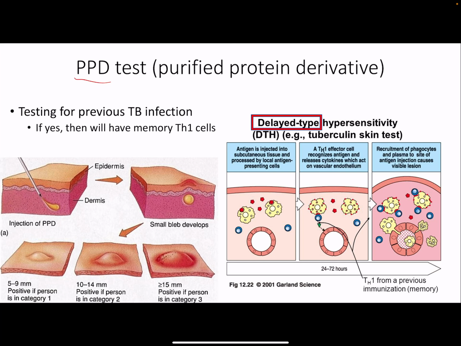Just a classic example is the PPD test. If you've had tuberculosis before, we are going to inject some of this protein into you, and you should have antibodies. I guess you might have antibodies, but again, it's mostly T cells. You should have T cells that recognize this. And after a day or so, you should have a large bump, basically, which is just a sign of a large amount of inflammation going on. Now, if you've never been infected before, then you don't really have that many memory T cells for the tuberculosis protein, and so you're not going to have much of a bump.